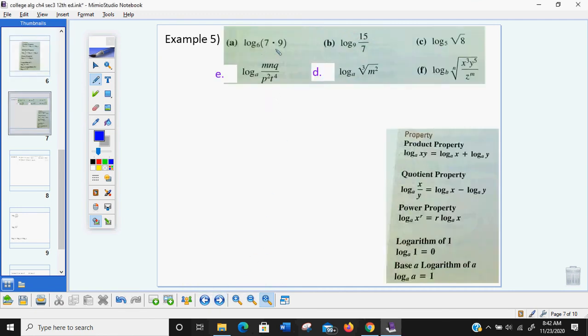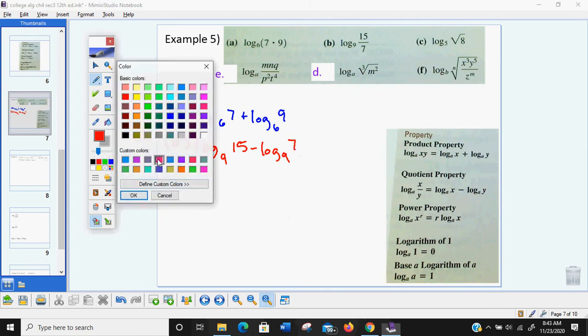Okay, so in part A, they have multiplication. So when we go to break this apart, we are going to have log to the base 6 of 7 plus log to the base 6 of 9. When we break it apart, it changes from multiplication to addition. Let's try part B. On part B, this is division, so we're going to change it to subtraction. So it is going to be log to the base 9 of 15 minus log to the base 9 of 7.